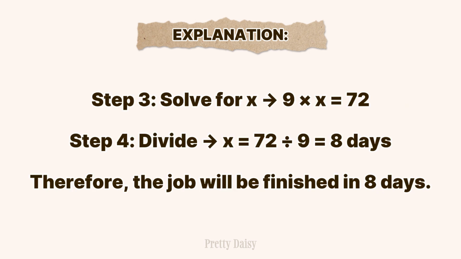9 workers times x equals 72. Step 4. Divide both sides by 9. X equals 72 divided by 9, which equals 8 days. Therefore, the job will be finished in 8 days.